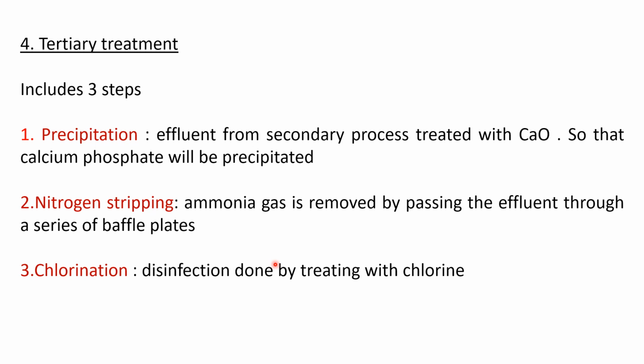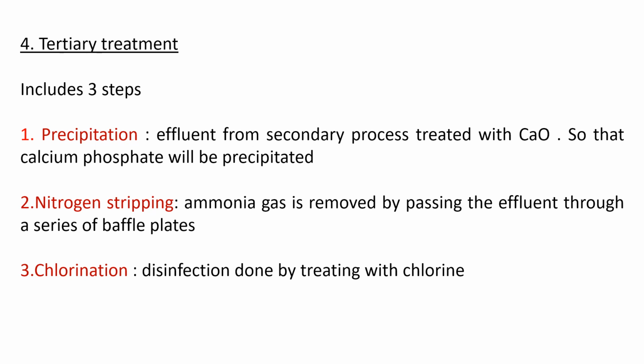Third step, that is secondary treatment. It's similar to aerobic oxidation. During aerobic oxidation, all the carbon containing products converted into carbon dioxide and nitrogen containing into nitrites and nitrates. One example for a secondary treatment is the trickling filter. It's an aerobic treatment. And finally, we have tertiary treatment, which includes precipitation, nitrogen stripping, and chlorination.